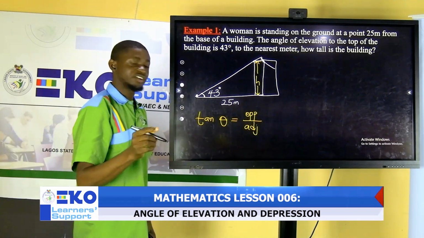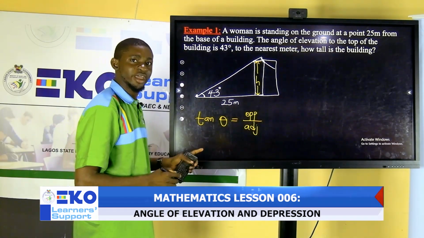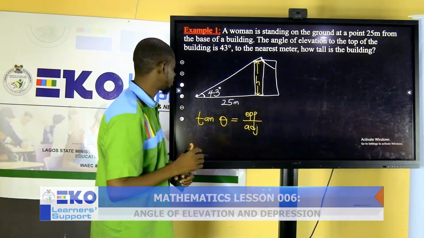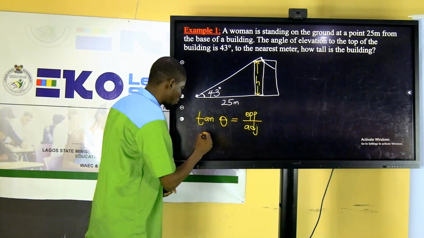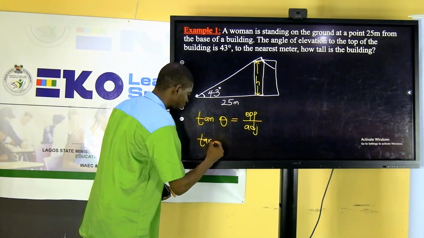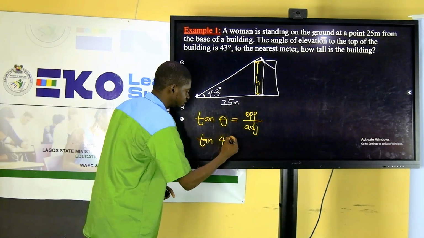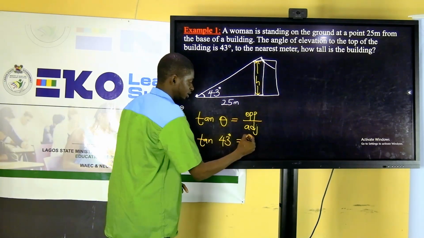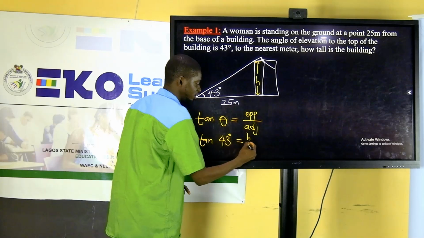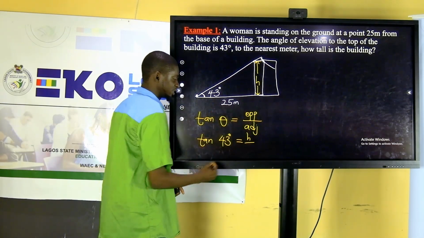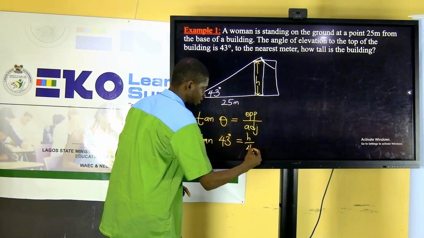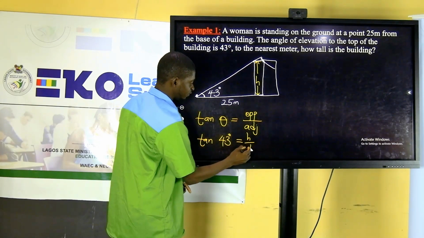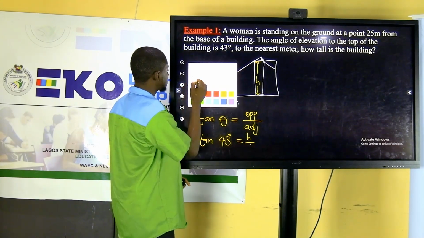So in mathematics, the very first thing is your formula. In WAEC, that probably earns you one mark or half a mark, and you don't want to throw that away. Now, our angle is tan 43 degrees equals the opposite, that's our concern, the height of the building, over the adjacent, that is 25 meters.